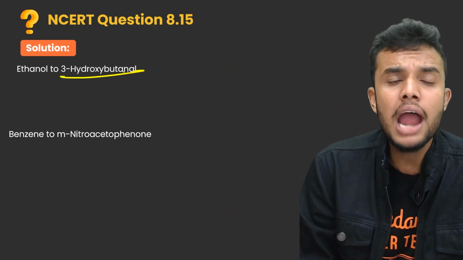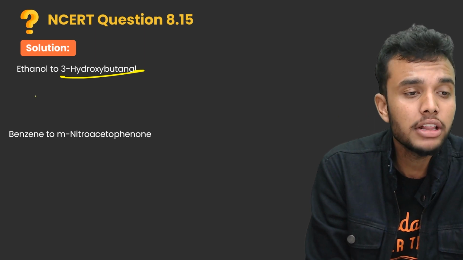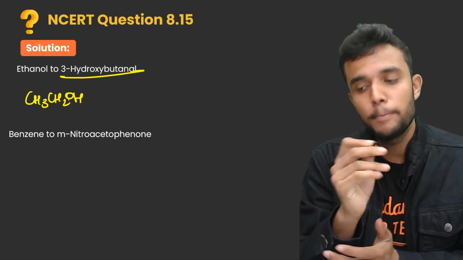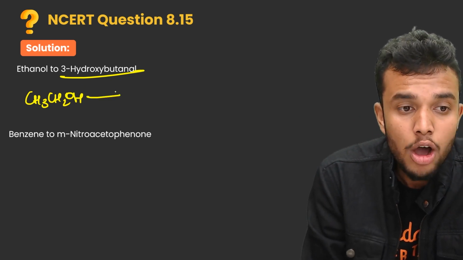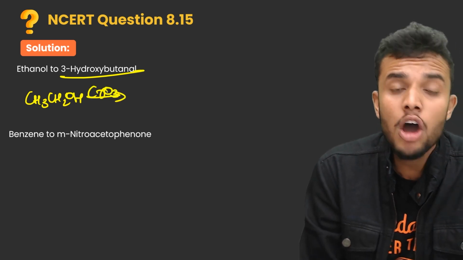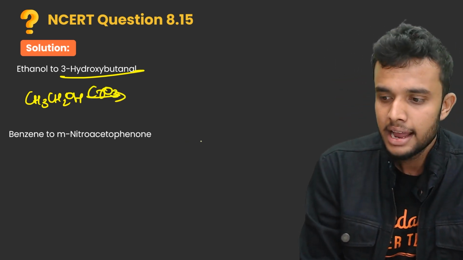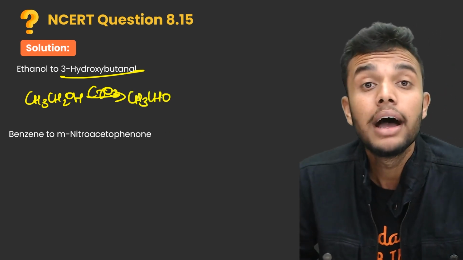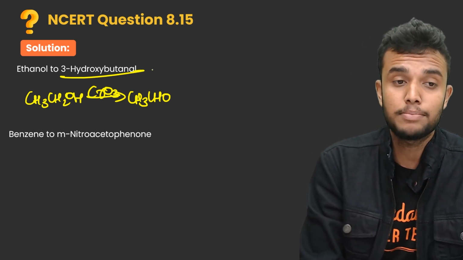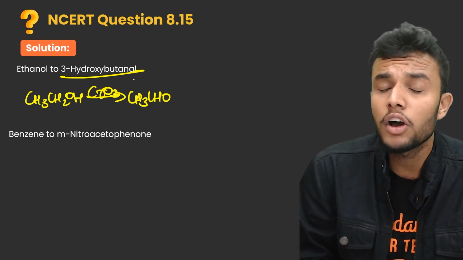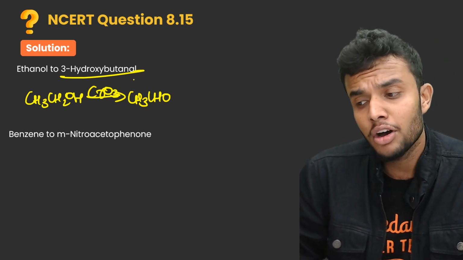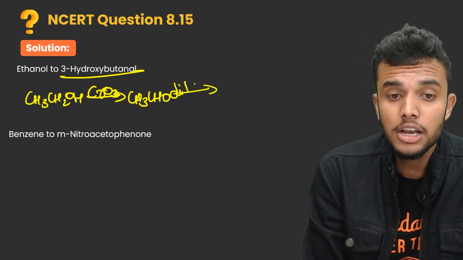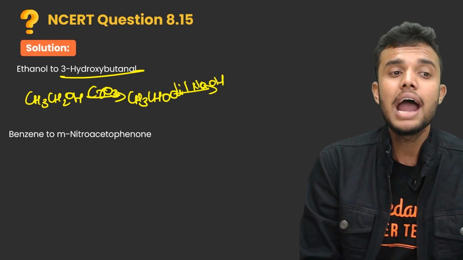Ethanol to 3-hydroxybutanal. What is the structure of ethanol? CH3CH2OH. We need 3-hydroxybutanal. First step, it's very easy. Oxidation in the presence of any oxidizing agent. It yields CH3CHO, acetaldehyde. Second step, but we need 3-hydroxybutanal. How to obtain it? It is via aldol condensation in the presence of dilute NaOH to yield 3-hydroxybutanal.